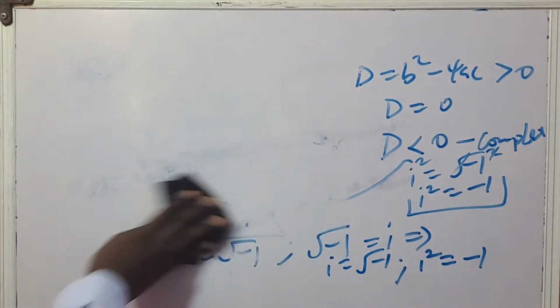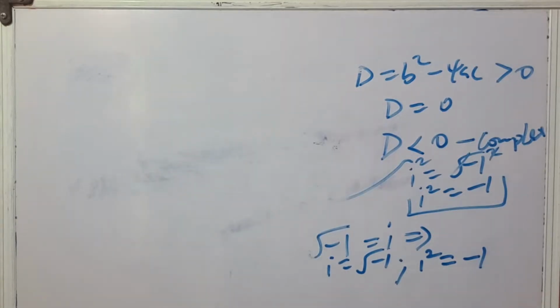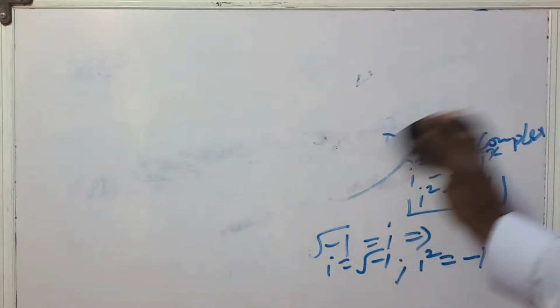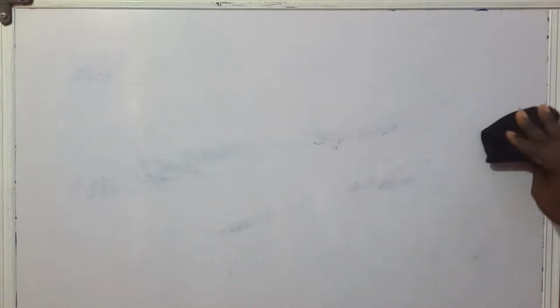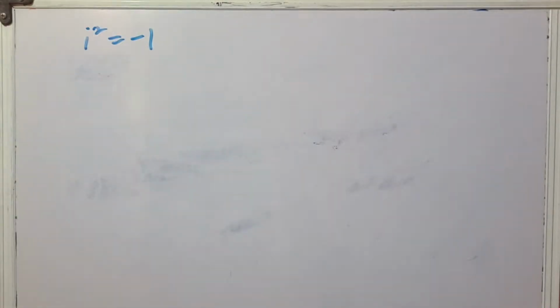So please never forget that wherever you see i squared, you don't have to feel it is something very hard. Wherever you see i squared, always know it's identified with minus 1. So i squared equals minus 1. You can take that down. So I can write it here that i squared equals minus 1. Now, how do we generally write a complex expression?